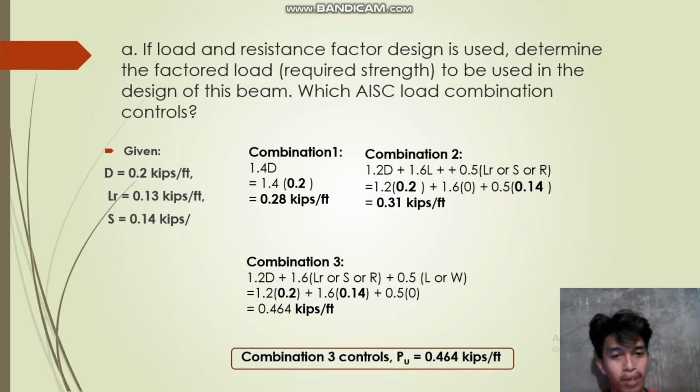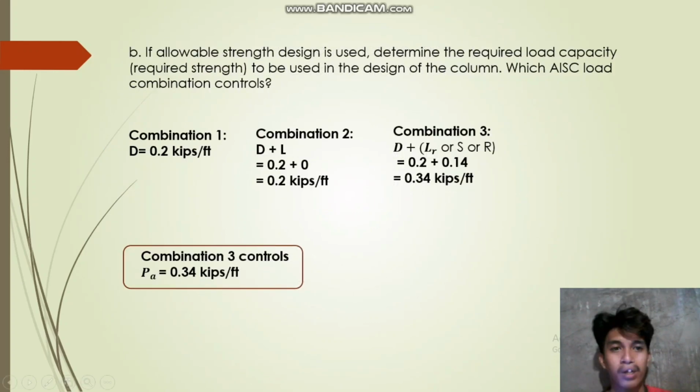And at combination number 3, 1.2 dead load plus 1.6 roof load or snow load or rain load plus 0.5 live load or wind load is equal to 1.2 times 0.2 plus 1.6 times 0.14, because snow load is the highest, so we use this, plus 0.5 times 0 because we have no live load or wind load. It is equal to 0.4640 kips per feet. And therefore, combination 3 controls. PU is equal to 0.46 kips per feet. Next, letter B.